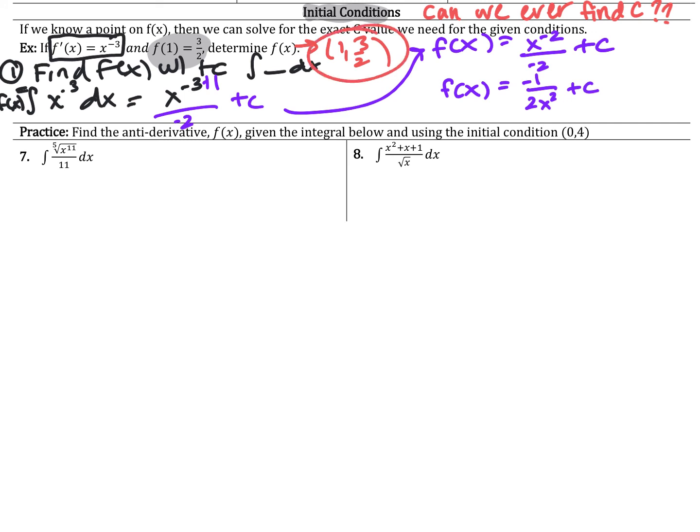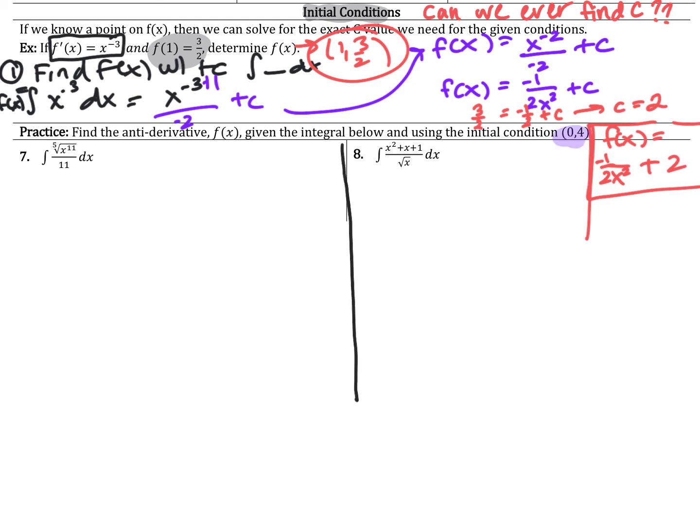Now we're going to use this point that we know exists on the function. So 3 over 2, that's what f of x is when x is 1, equals -1/2. If I plug in 1, I just get -1/2 plus c. If we add 1/2 to both sides to solve for c, 3/2 plus 1/2 is 4/2, or 2. What this means is that our original function can be written without plus c, because with this initial condition, our c value is 2. So f of x is equal to -1 over 2x squared plus 2.